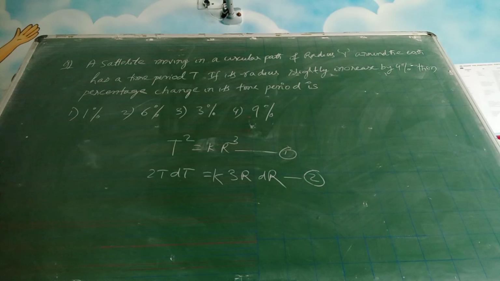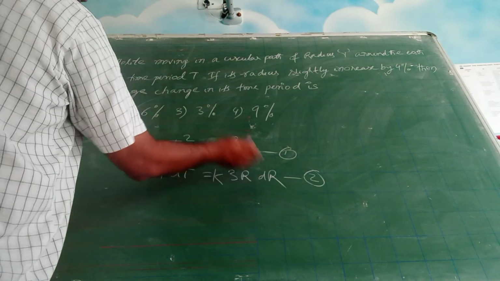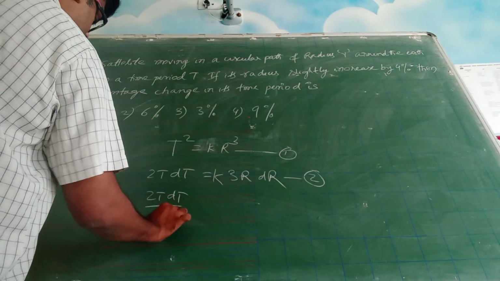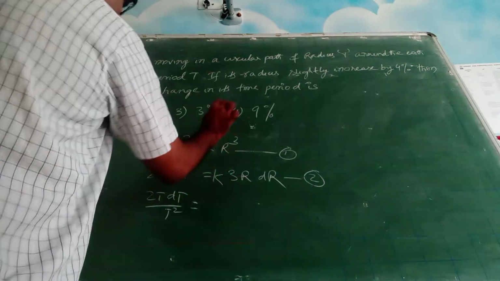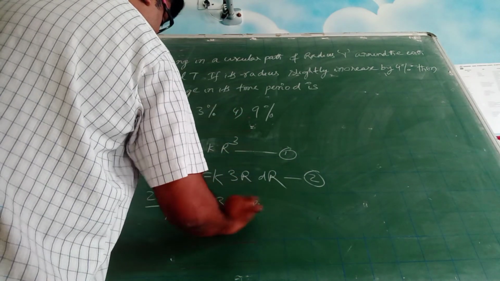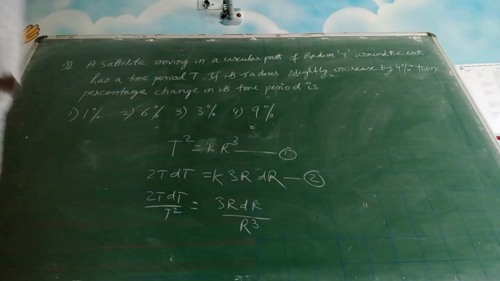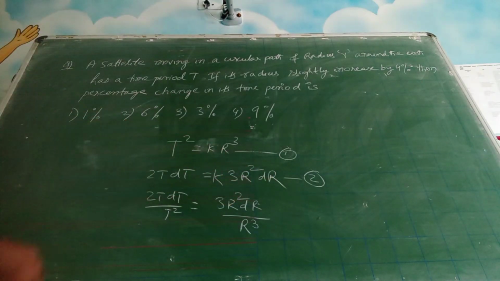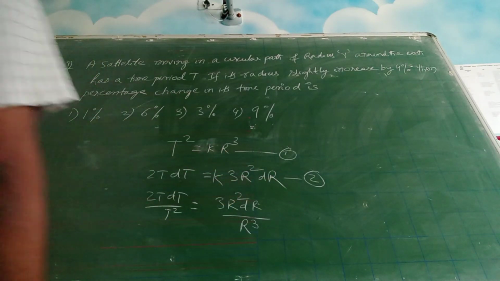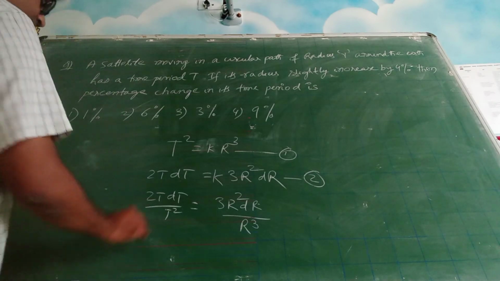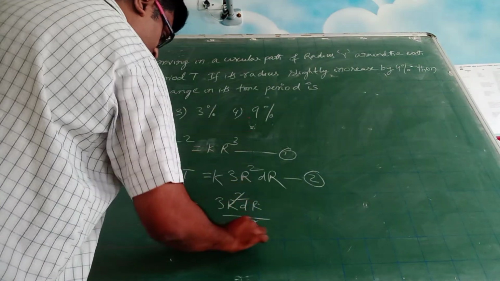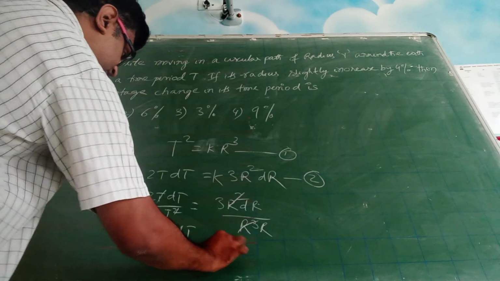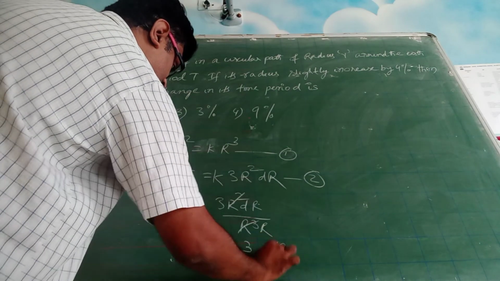Now why we are doing this: when you take the ratio of 2 by 1, what are you going to get? Look here, this is 2T dT by T square is equal to k cancels, 3r square dr divided by r cube. Here there will be 3r square actually, because when you differentiate r cube, you get r square. All right. So you see, one T cancels and one r is left. So you are getting 2 dT by T is equal to 3 dr by r.